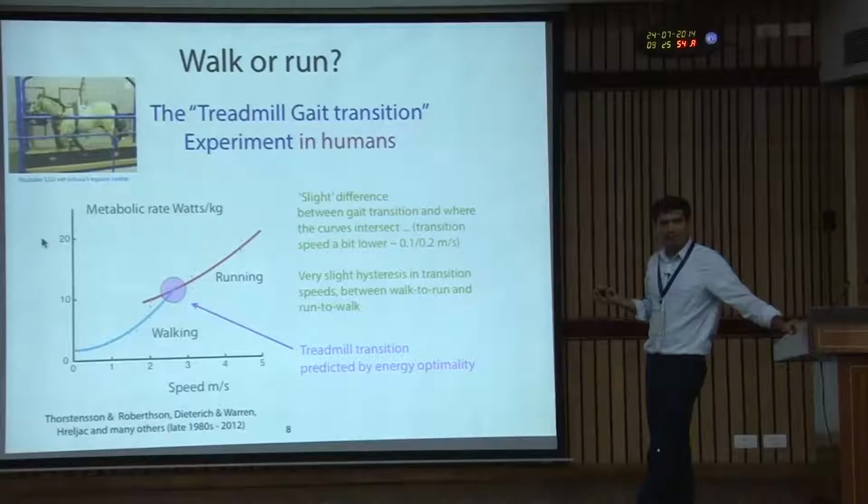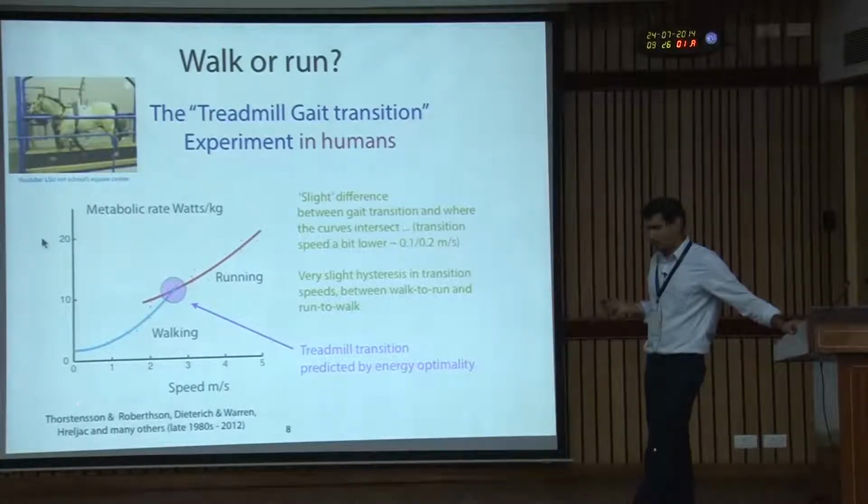And can we explain that gait transition, which is sort of a phase transition between two kinds of solutions, using energy optimality? And it turns out we can, approximately. And this figure is all that you need. So this blue curve is energy per unit time for walking as a function of speed. And this red curve is energy per unit time for running as a function of speed. And these two curves cross around here, which means that beyond this speed, walking is more expensive than running, and below this speed, running is more expensive than walking.